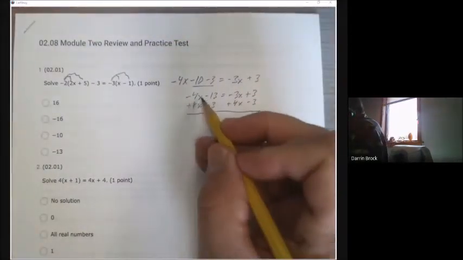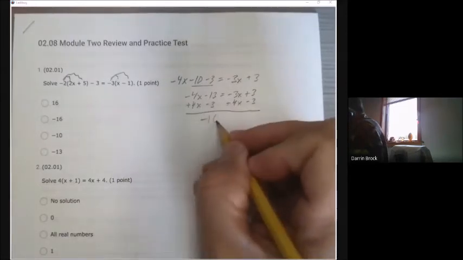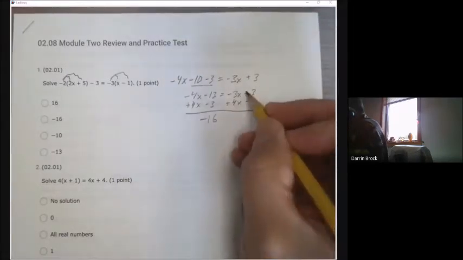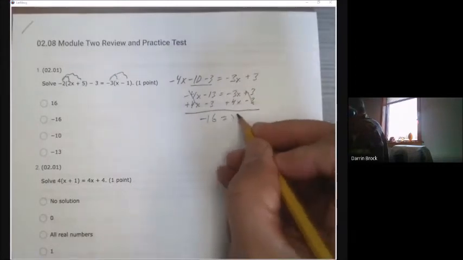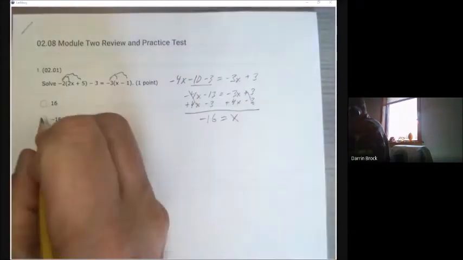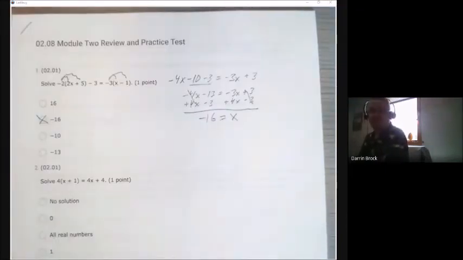So this cancels out. We have -16 on this side. Cancels out. So we have -3x plus 4x. That's a positive x. So x equals -16 on that first problem.